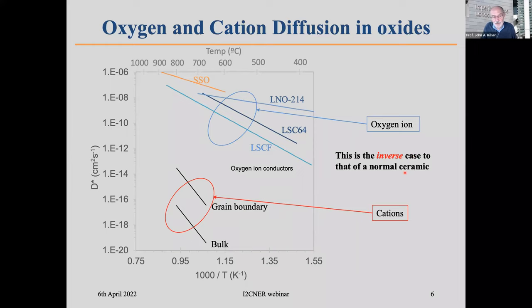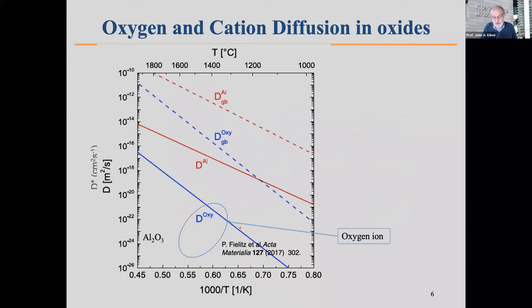If we look at a normal ceramic like alumina, then the oxygen ion, which is the largest ion in the lattice by a long way, is the slower mover. And the cation is the fast moving material. So in essence, we're trying to optimize ceramics, and they're very different sort of ceramics, where the largest ion in the lattice is the one that we're trying to get to move the fastest.